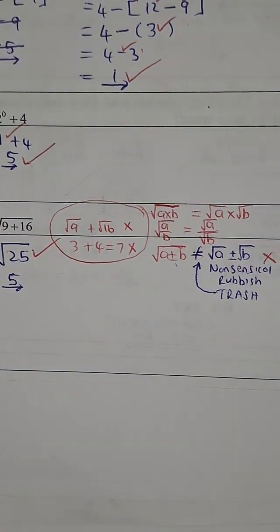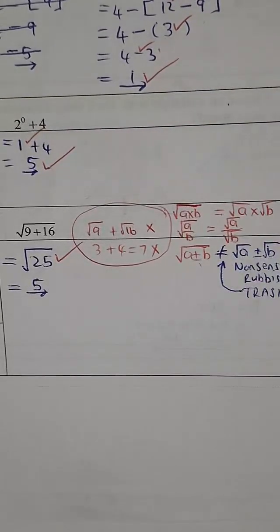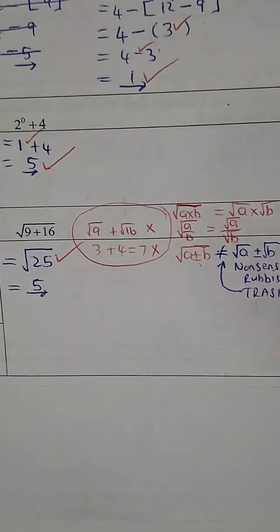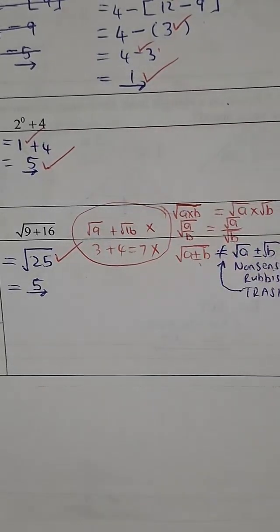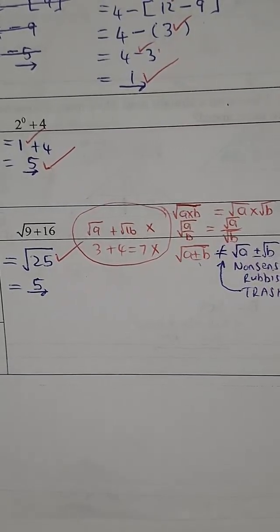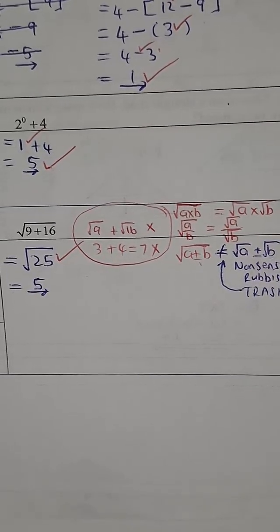Can't be. Can't be. Can't be. Can't be. Can't be. Can't be. Can't be. Can't be. We don't do this. We don't do this. We don't do this. We don't do this. Ha ha ha ha. We don't do this. We don't do this. We don't do this. We don't do this. We don't do this. We don't do this. We don't do this. We don't do this. We don't do this. We don't do this. We don't do this. We don't do this. We don't do this.